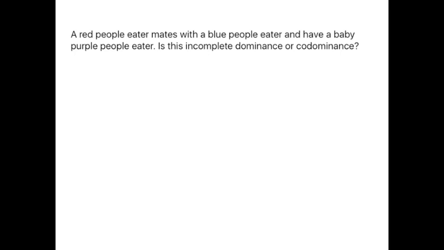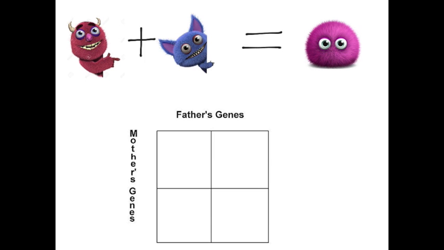So, if you see a red people eater mates with a blue people eater, and they have a baby, which is a purple people eater, is this incomplete dominance, or is it codominance? You look here, red and blue blend to make purple. So in this case, this is incomplete dominance, because there's a blending.